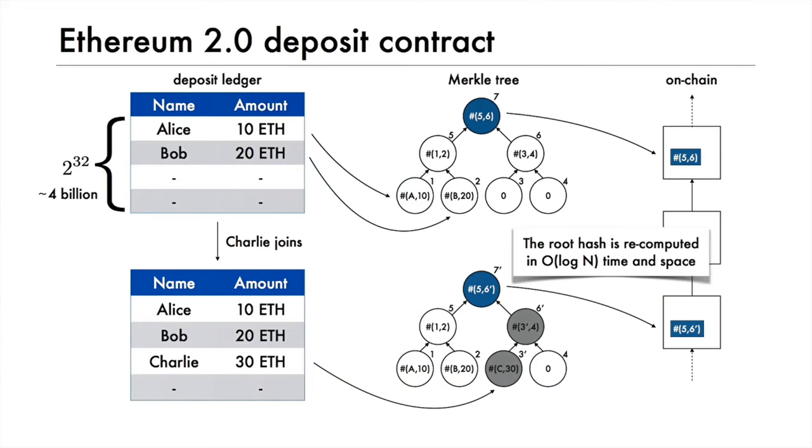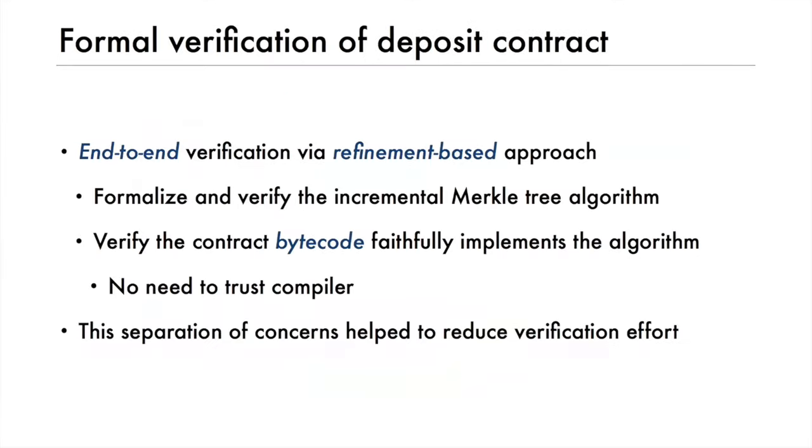But this efficient algorithm is quite non-trivial and unintuitive. Indeed, several people even misunderstood the algorithm and claimed that it was wrong, which is not true. The deposit contract is critical for the security of the entire Ethereum 2.0 system, but its correctness was unclear. So the Ethereum Foundation asked us to formally verify their deposit contract. In this paper, we present our formal verification of the deposit contract.